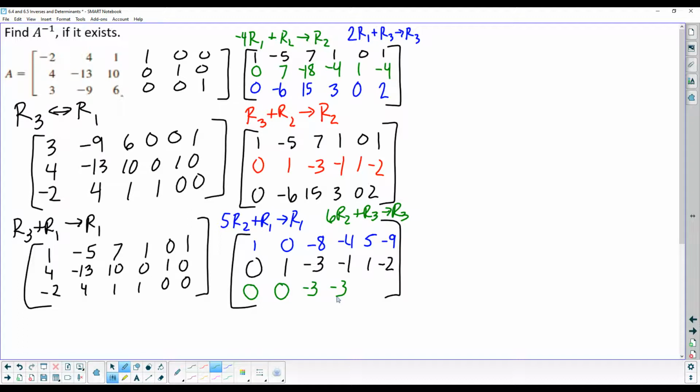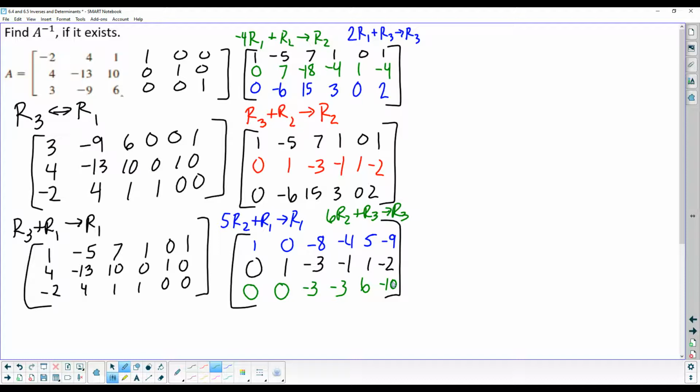I think these are okay. Who doesn't like the negative 3s? They're okay? All right. 6 times 1 plus 0 gives us 6. 6 times negative 2 is negative 12. Plus 2, negative 12 plus 2 is negative 10. Okay. All right. Oh, this is not bad.